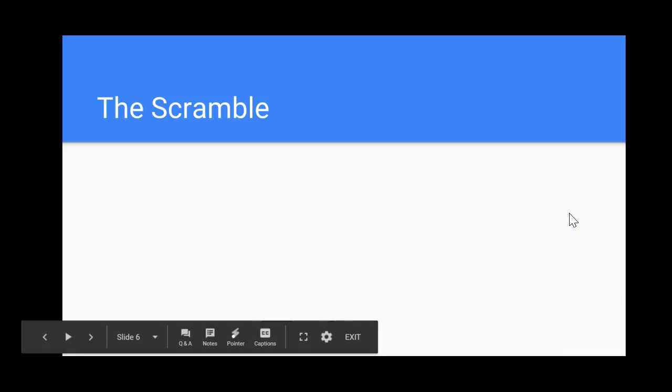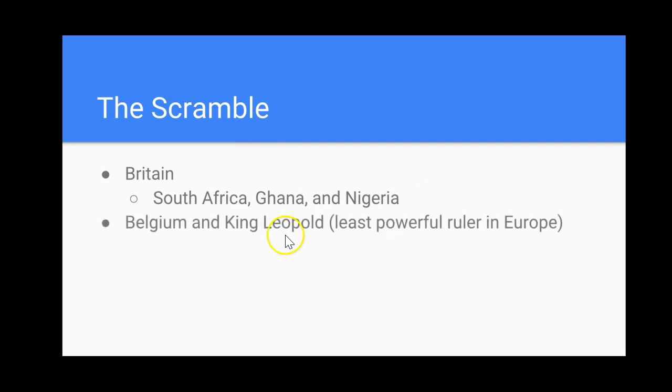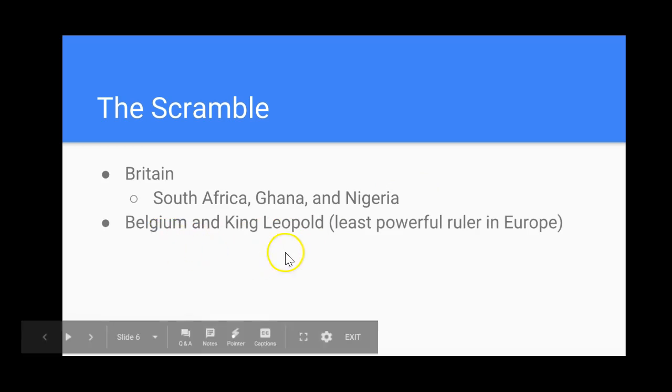Okay, continuing with the scramble. What does this mean, the scramble for Africa? Well, you have several different countries that are playing this game of the scramble, and one of them is Great Britain. Now, the modern day countries of South Africa, Ghana, and Nigeria are the ones that Britain ended up with and were after. As far as Belgium goes, you want to know a little bit about King Leopold.